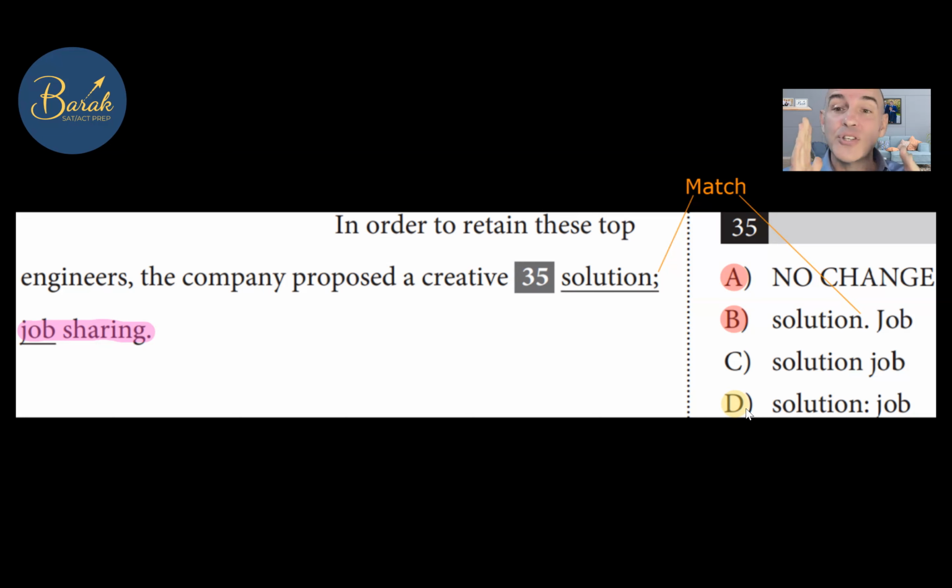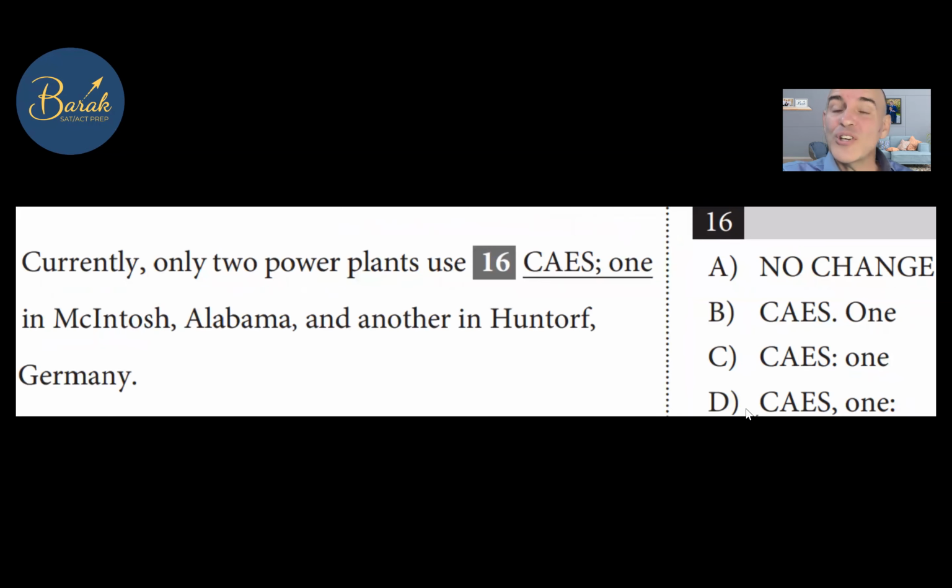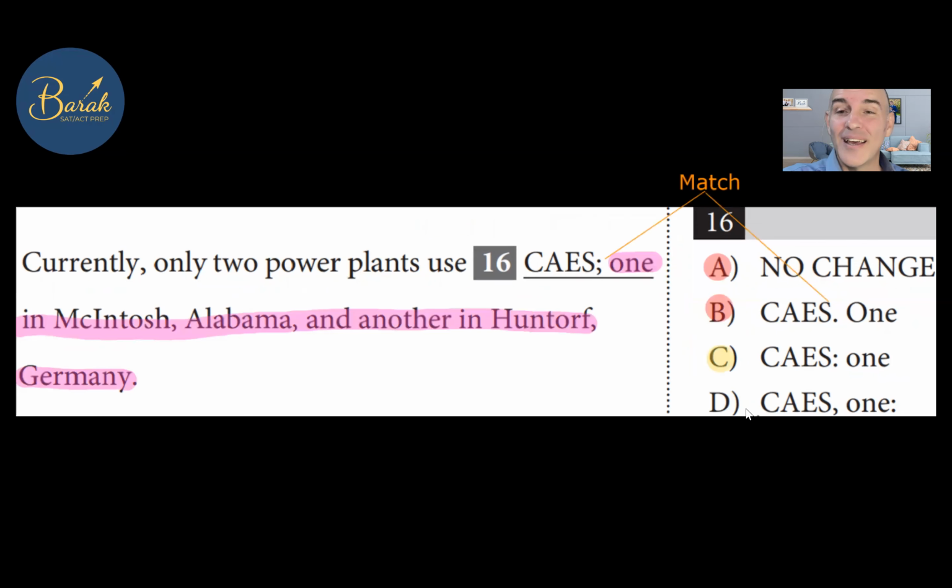Well, yes, there's a full sentence, and then we explain what we mean by the creative solution. We mean job sharing. That's the creative solution. All right. Question number 16.